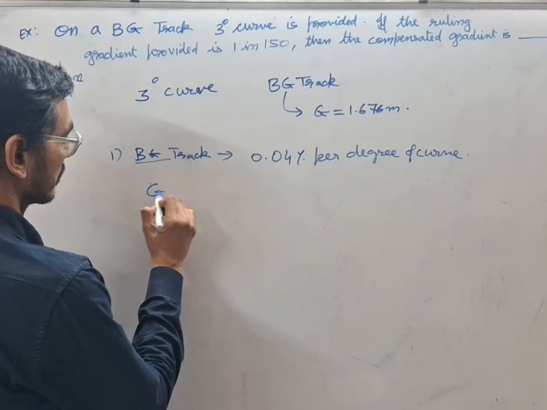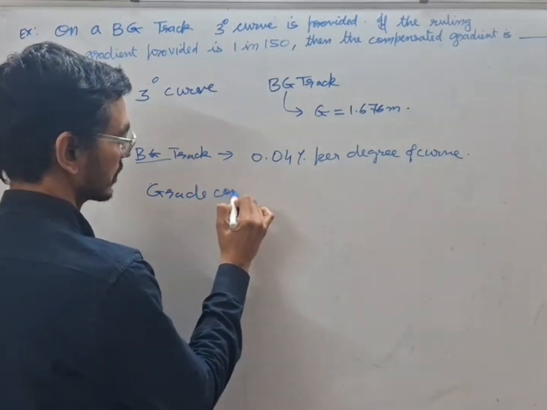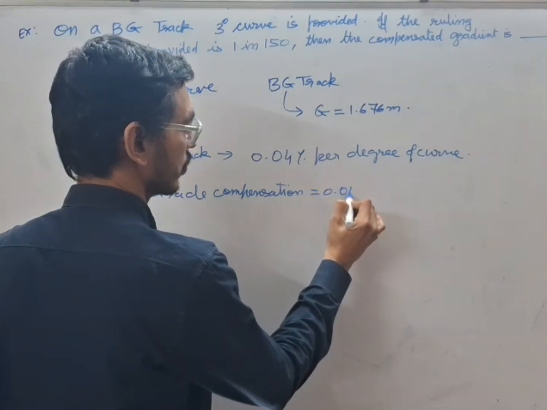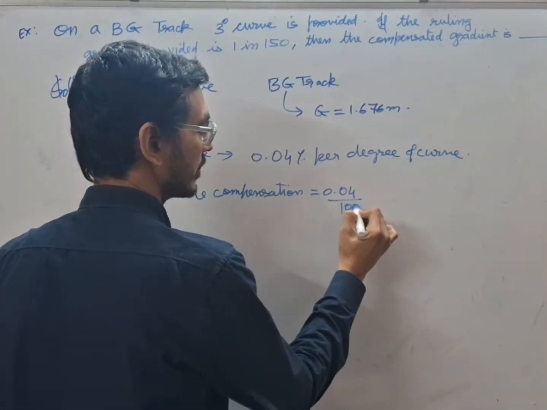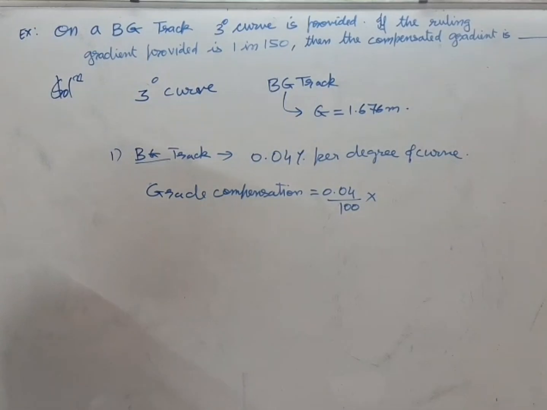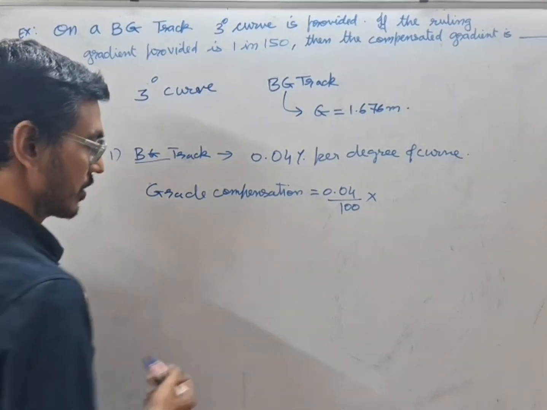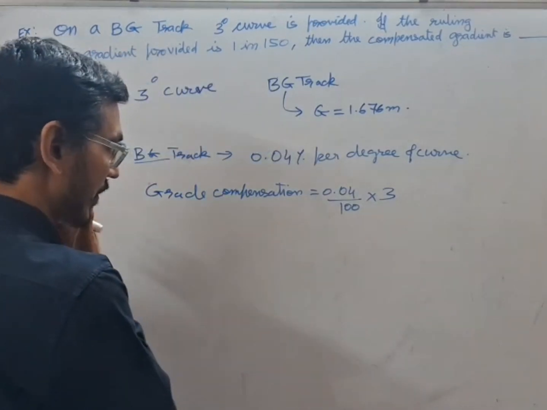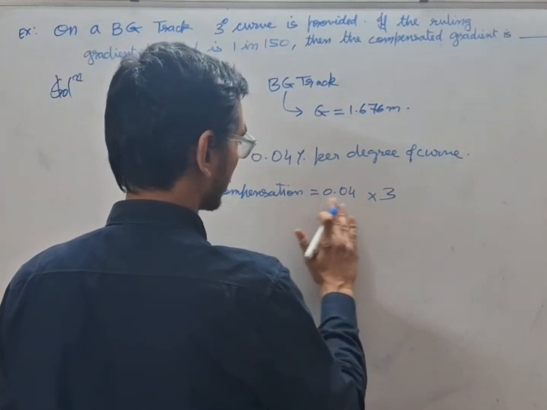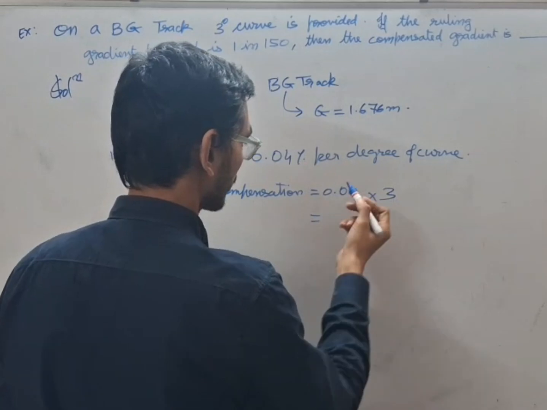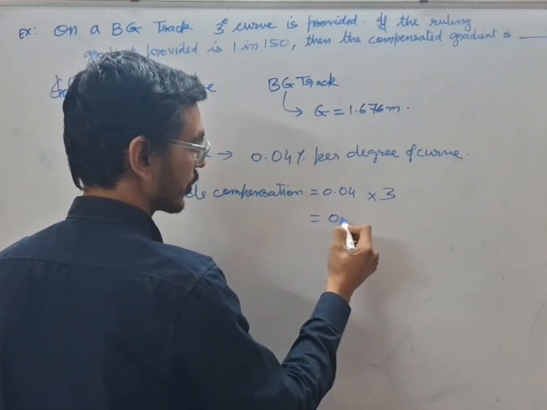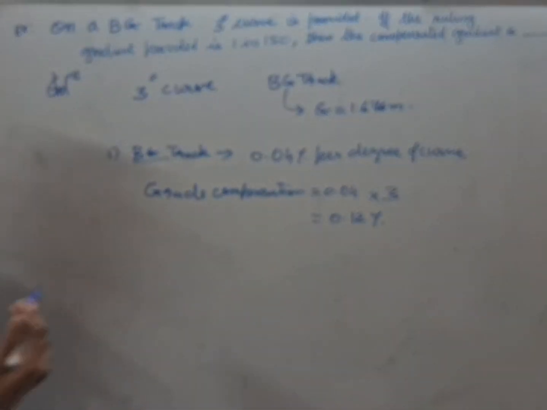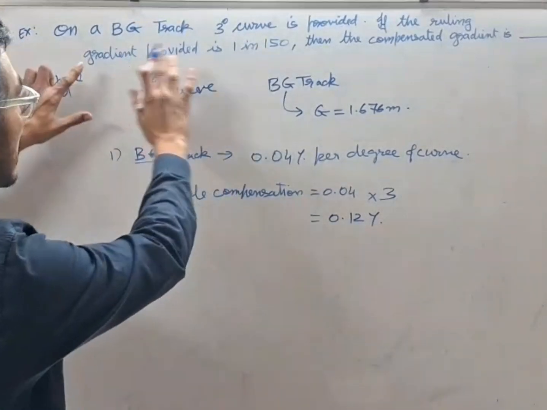So grade compensation is equal to 0.04 percentage multiplied by the degree of curve, which is 3. Okay, so sorry, no need of dividing by 100, it is already in percentage, so it will be 0.12 percentage. Okay, because finally we will reduce it from the gradient provided.